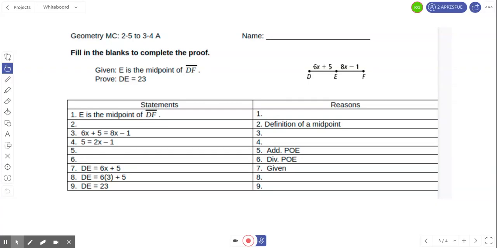Here are the solutions to Geometry Mastery Check 25234, version A.